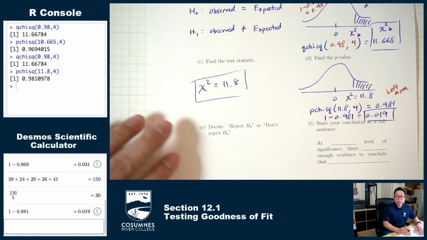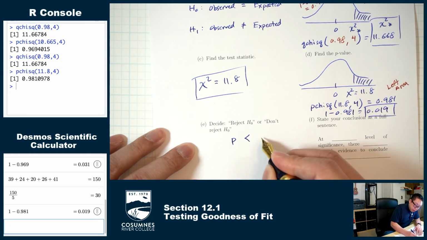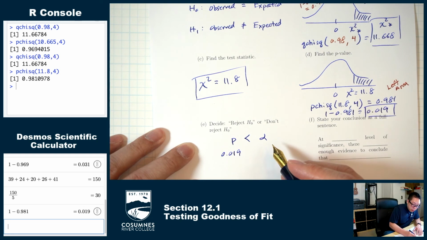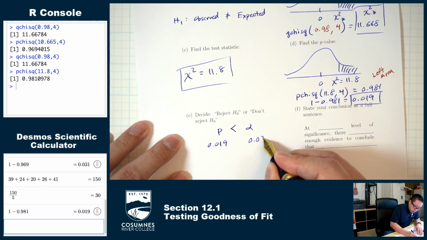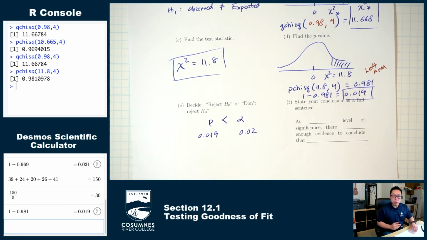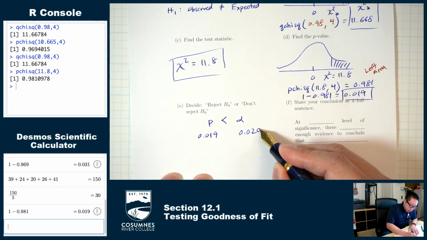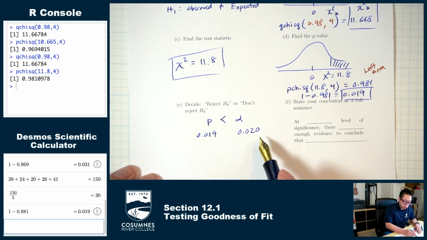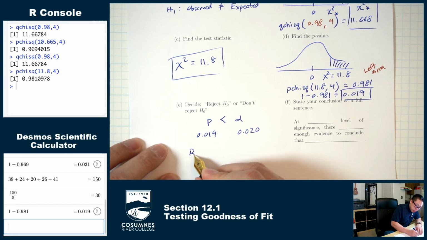Part E, reject or don't reject. So take your p-value, compare it, and see if it's less than the alpha. Our p-value is 0.019. Our alpha, 0.02. Okay, if you need to, add zeros so that it matches the number of decimal places. This one has 3, so let me add on a 0 to the alpha. This is really just 19 versus 20. It is less, so if it's less, you are going to reject.